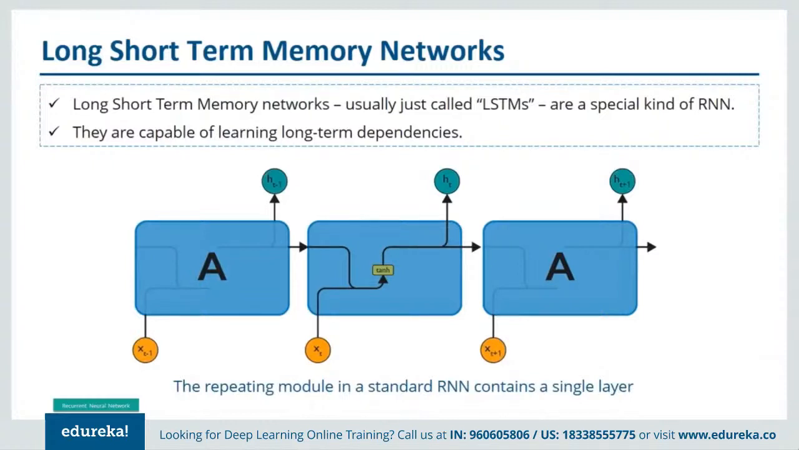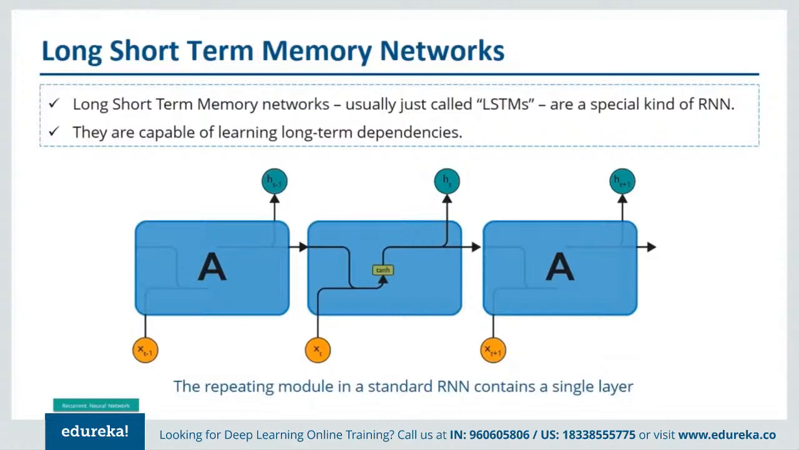Let me give you an example. Consider a language model trying to predict the next word based on the previous ones. If we are trying to predict the last word in the sentence, say, the clouds are in the sky, we don't need any further context. It's pretty obvious that the next word is going to be sky. In such cases, where the gap between the relevant information and the place that it's needed is small, RNNs can learn to use the past information. And at that time, there won't be problems like vanishing and exploding gradient.